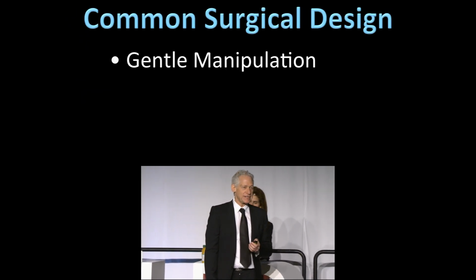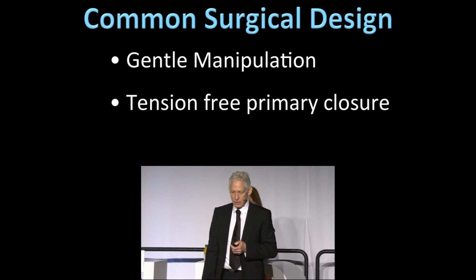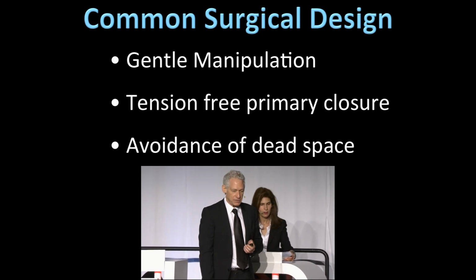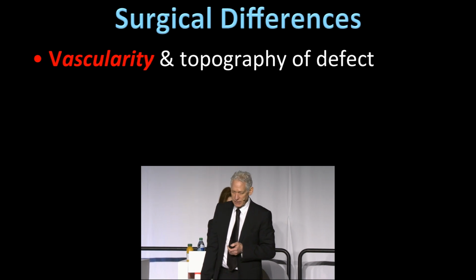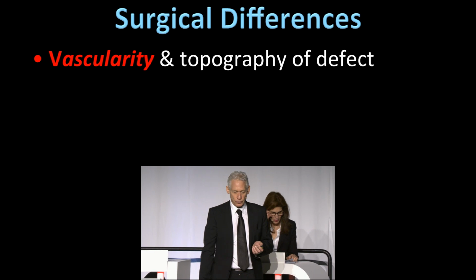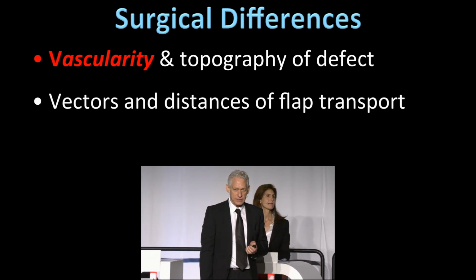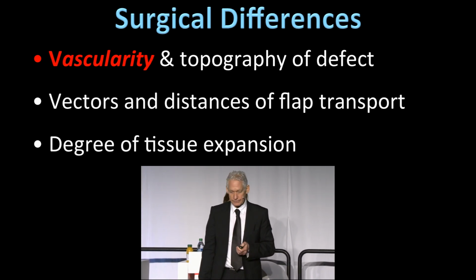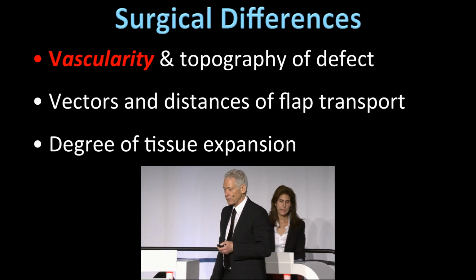The common surgical design for correction of both defects are the gentle manipulation, its tension-free closure, and avoidance of dead space. The differences are substantial, and that is vascularity and topography of the defects are very different. And that will determine what to use, how to use, and will determine the vectors and distances that you have to move the flap to establish primary closure. And of course, the degree of expansion of the tissue will be different.